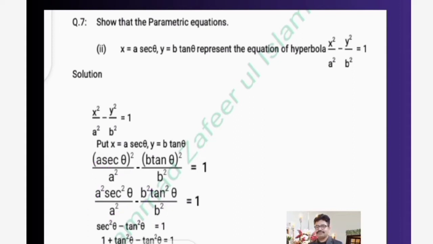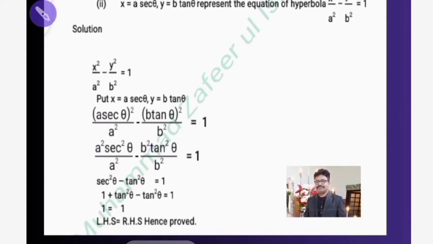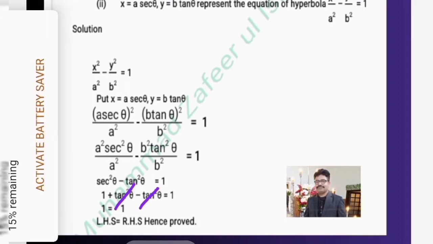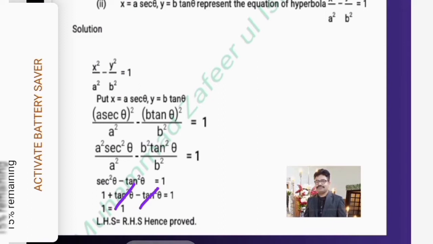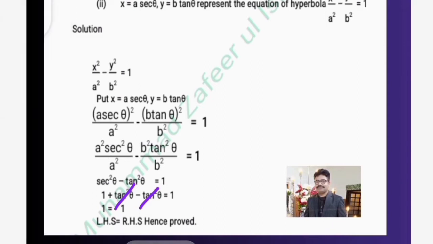After the simplification, we have secant square theta minus tangent square theta is equal to 1, and the formula of secant square theta is equal to 1 plus tan square theta. There is minus tan square theta, so we will write 1 plus tan square theta minus tan square theta is equal to 1. Now we have to simplify it. Tan square theta will be cancelled with tan square theta, as there is opposite sign, so we will cancel these values. So after cancellation, 1 is equal to 1, left hand side is equal to right hand side.